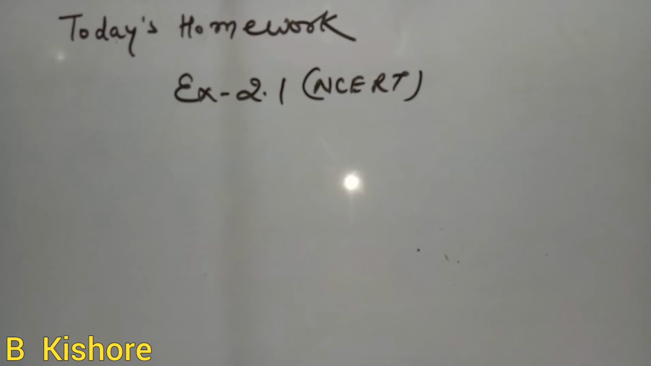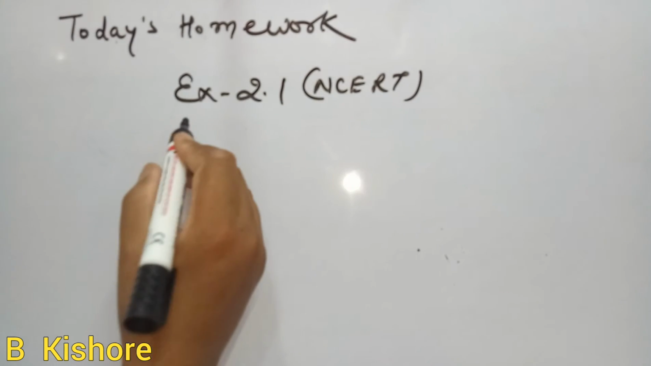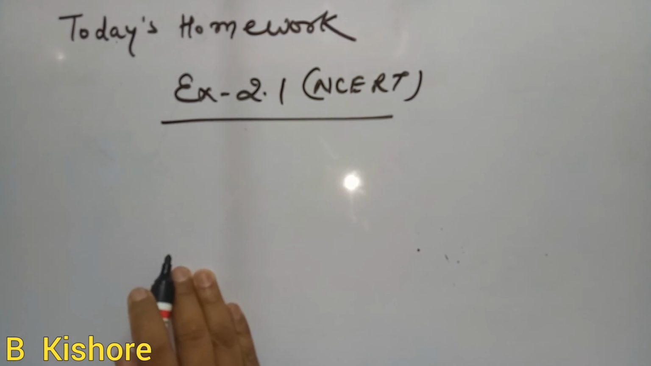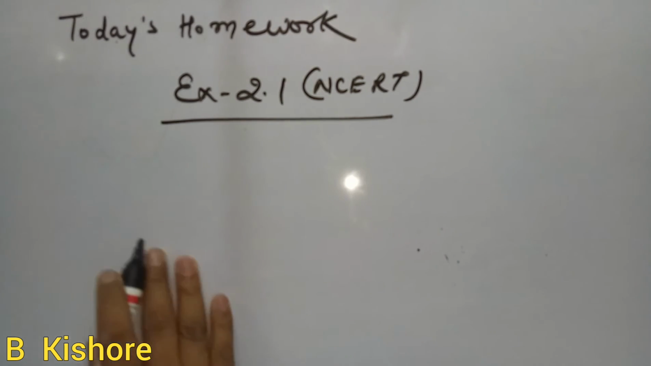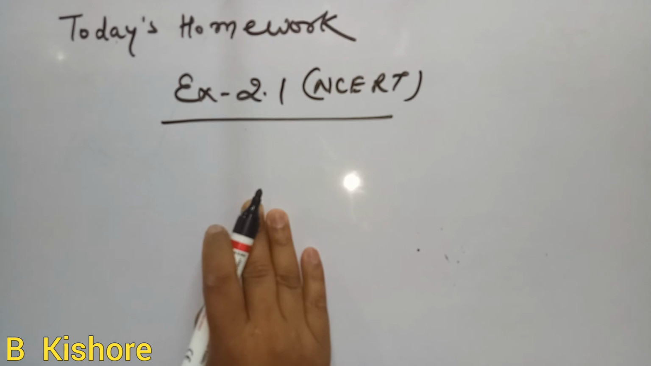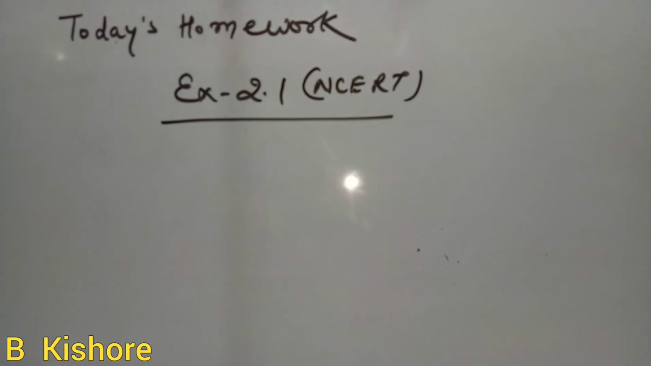So today's homework is exercise 2.1 NCERT. There you will get the questions I have explained earlier. Those are based on the graph. You will be asked how many zeros are there and what are the values of the zeros. Okay, so you should practice that exercise.